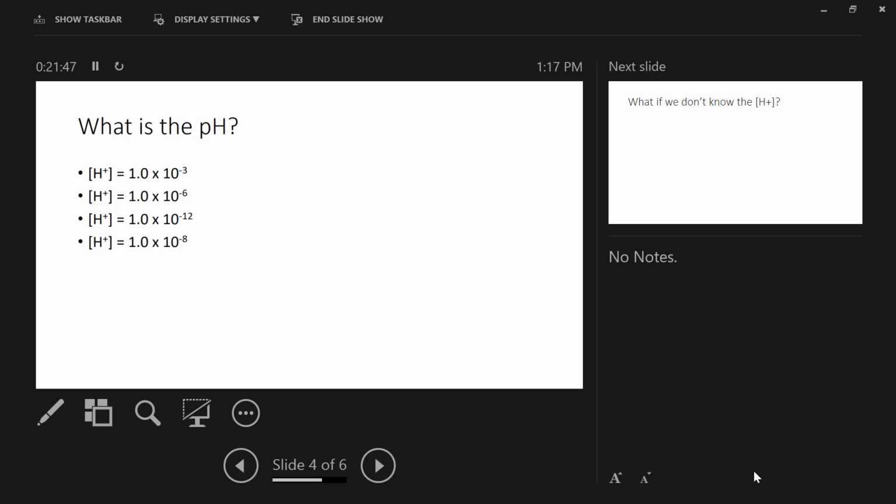So, what is the pH if the hydrogen ion concentration is 1.0 times 10 to the minus 3? So what is the negative logarithm of 1.0 times 10 to the minus 3? And again, you don't even need to know what logarithm means to be able to do this. You take your calculator. For mine, I actually have to type out the script. So I do negative logarithm of 1.0 times 10 to the minus 3.